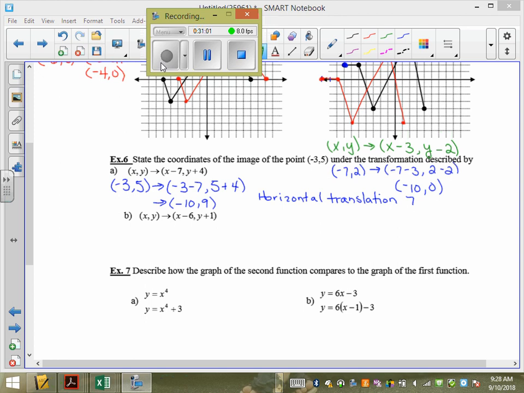This is literally just a coordinate. I have an x value. I'm subtracting 7 off that x value. I am moving to the left.